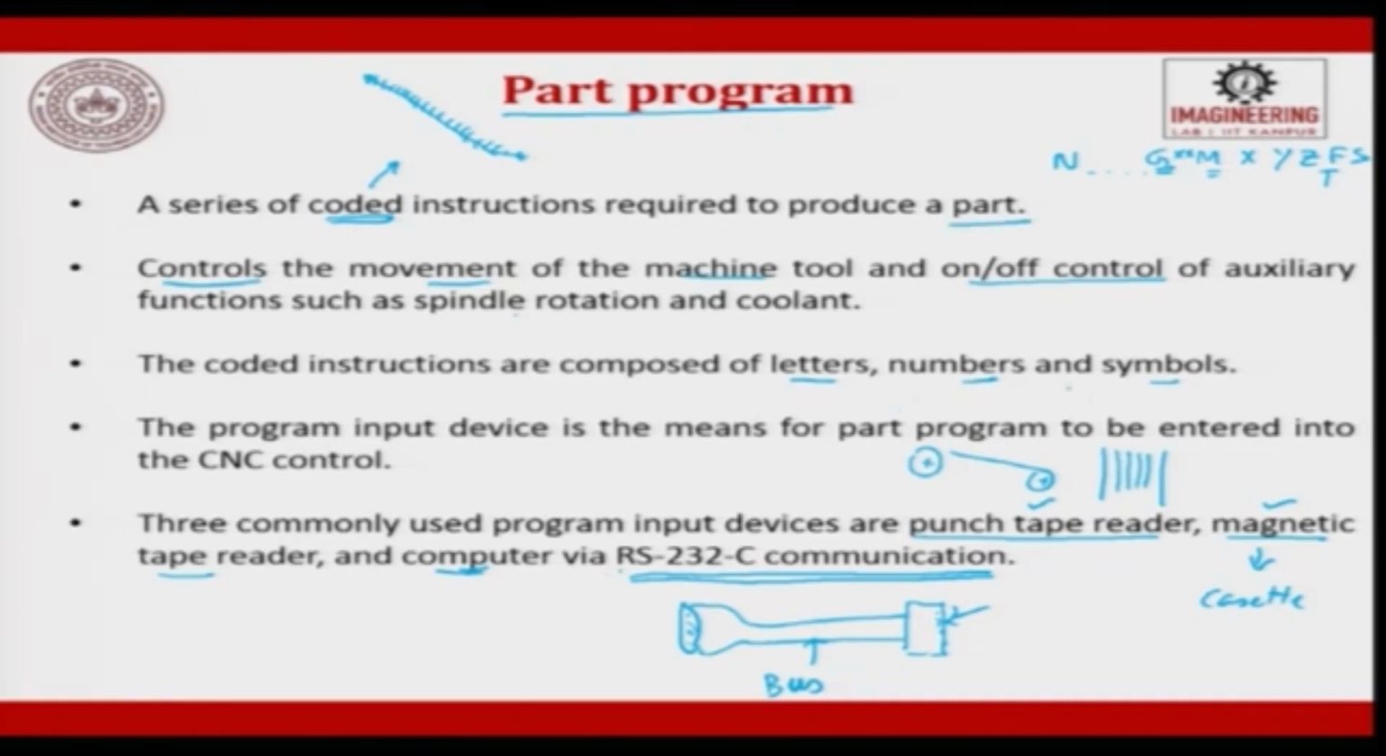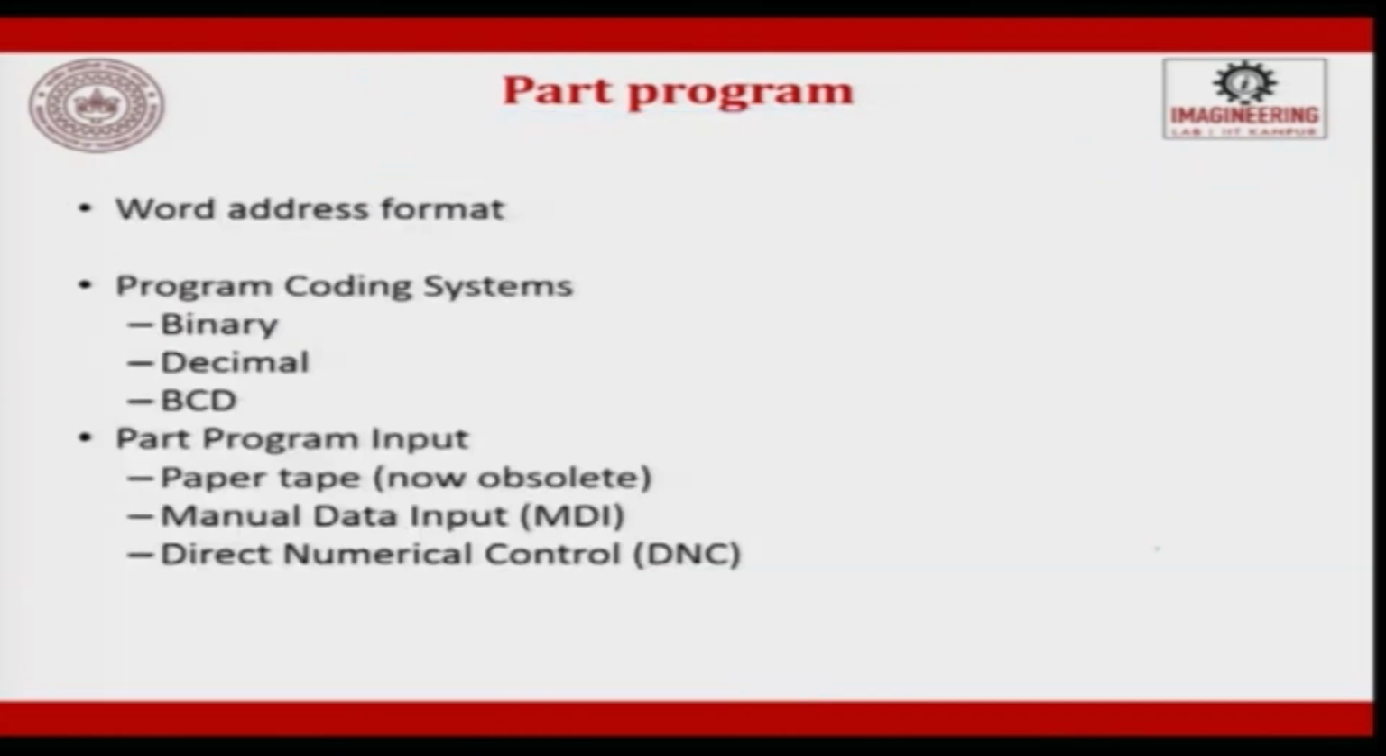There are letters, numbers and symbols as part of the program, and the program input devices are the punch tape reader, magnetic tape reader and computers. In a part program we will have the word address format and the program coding system. It can be binary, decimal, or binary converted to decimal. It can have part program inputs such as paper tape and MDI.